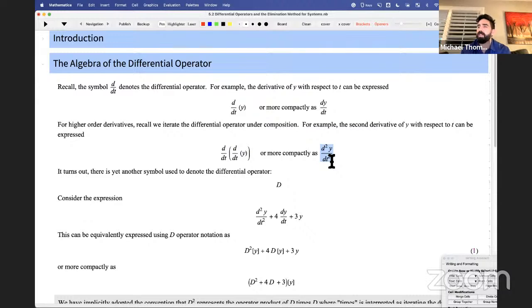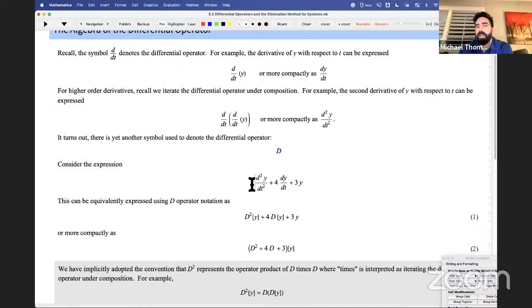We also have the prime notation, Newton's notation. But there's another notation that turns out to be really useful, especially for this section, and that's the big D notation. We're going to use this big D to represent the differential operator. For example, if we have this differential expression, we've got a second derivative there, a first derivative here, and a zeroth derivative there. We can express it using the differential operator big D like this. Notice the D squared because it's a second derivative. And then this is what we're operating on, the y.